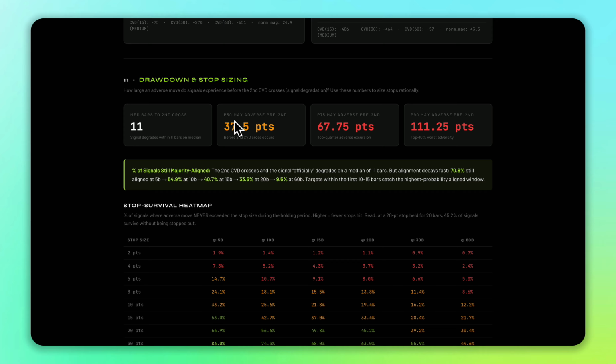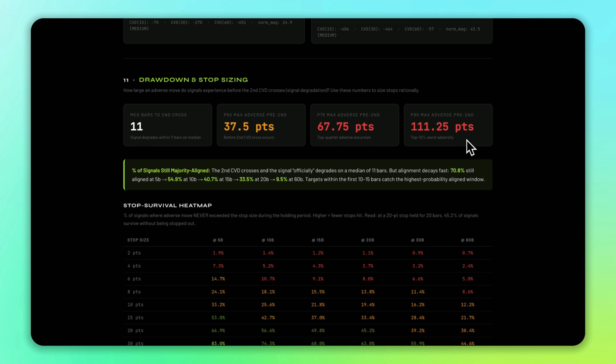And the P50 for the max adverse move against you is almost 40 points, right? That's just on average, you might lose 40 points if you just held on to it before that signal cross. The highest that you would lose before that signal cross is about 100 points, right? And so this is your top 10 worst moves against you.